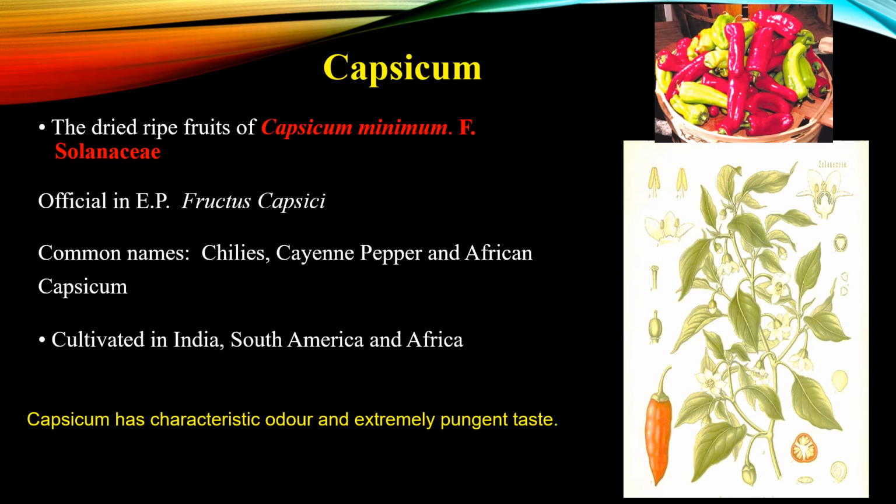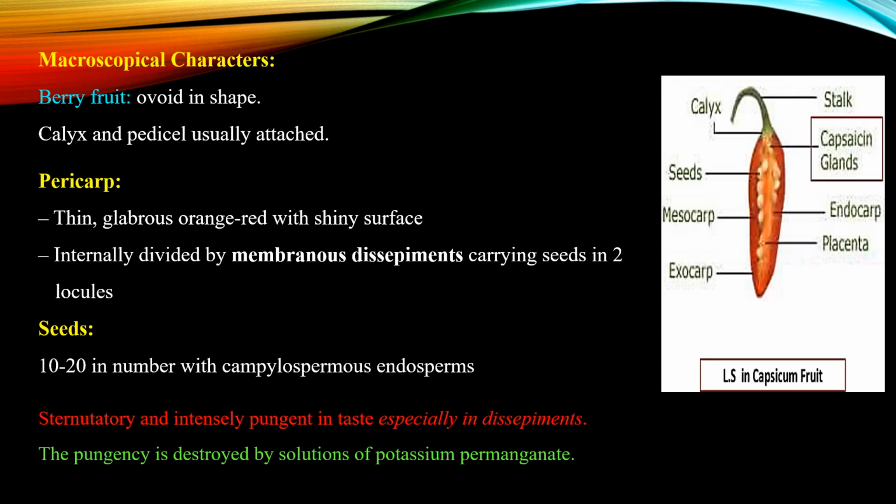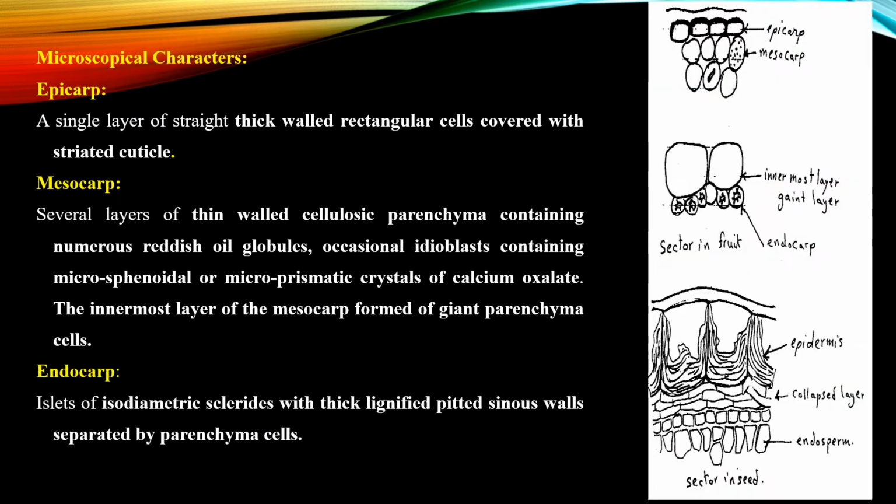Photograph of capsicum fruits with different green and red color. Diagrammatic illustration of the entire plant and the fruit. The capsicum fruit is a berry. This is the microscopical examination of the fruit wall, showing three regions or three layers: the epicarp, mesocarp, and endocarp. The epicarp is formed of a single cell layer, rectangular, covered with a thick striated cuticle, and the cells are thickened on the outer and radial walls.